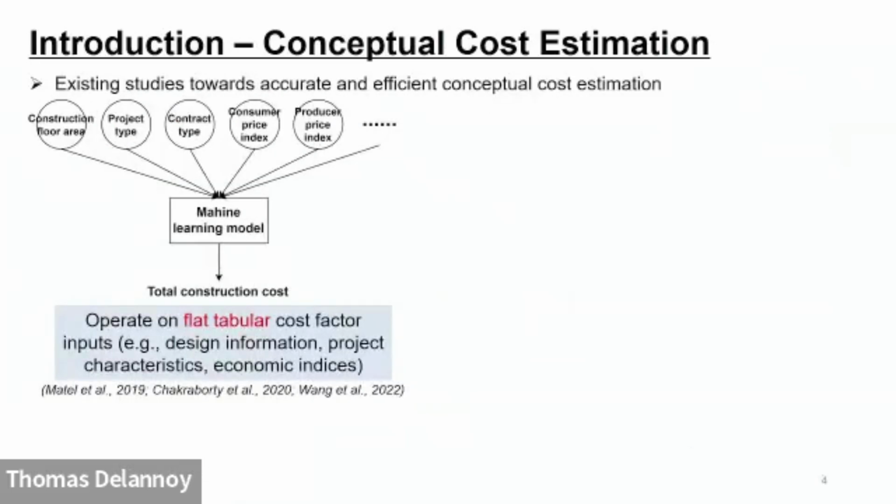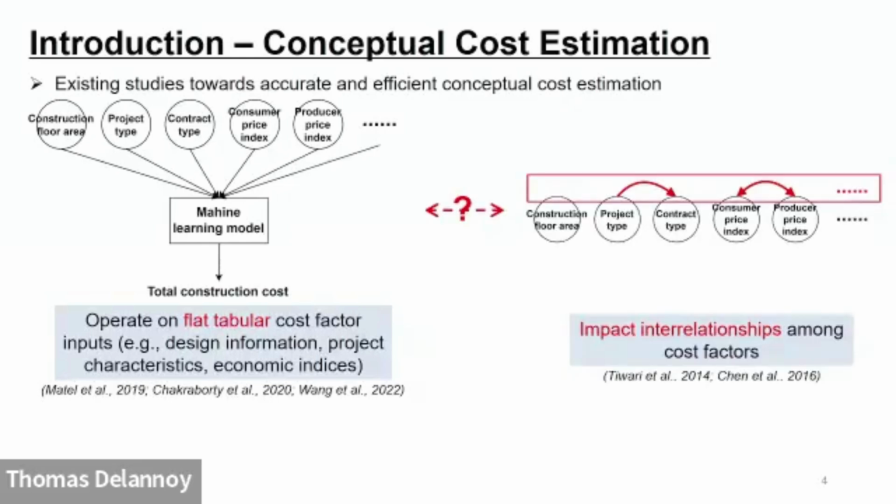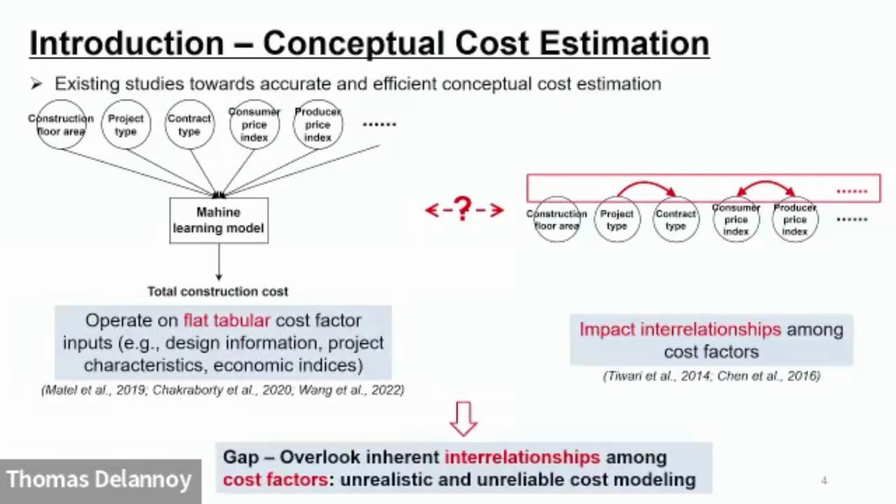For this problem, existing studies have adopted machine learning models with flat tabular cost factor inputs, like the design information, the project characteristics, and the economic indicators. They've made some improvements in accuracy and efficiency, but according to existing studies on the cost factors, there are interrelationships among different cost factors, which are not considered currently. So there is a lack of consideration of these inherent interrelationships among the cost factors, which is unrealistic and unreliable.